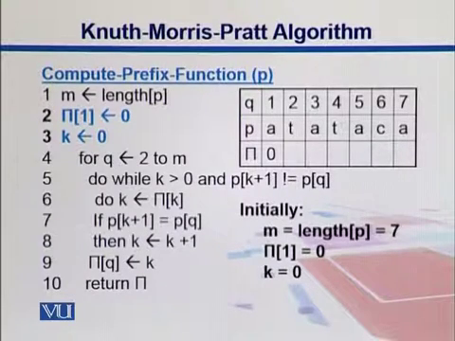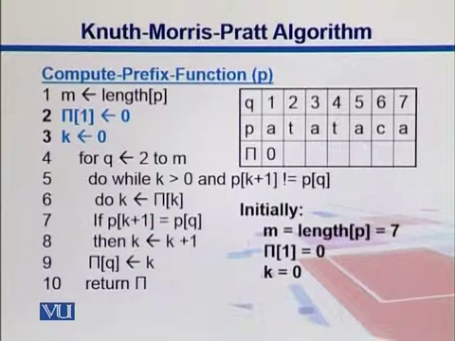We have q at the top, from 1 through 7, and then the pattern, which is A T A T A C A. This algorithm works on the pattern itself in order to find occurrences of some character before it. For example, we have A at position number 1 and another A at position number 3. So we can keep track of it and reuse that to avoid extra comparisons when we do the matching.